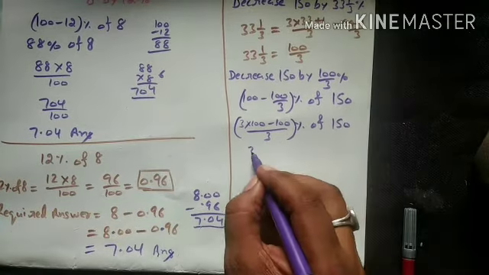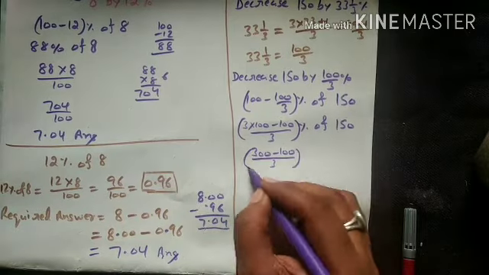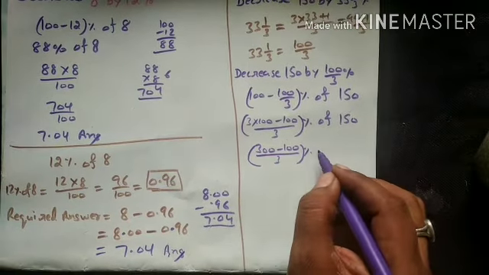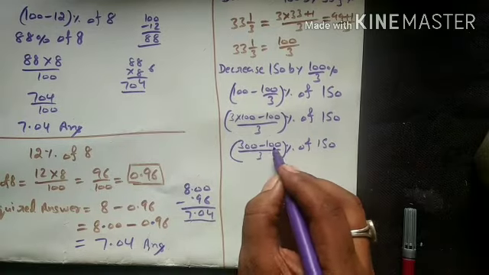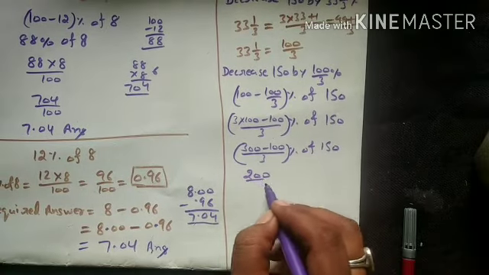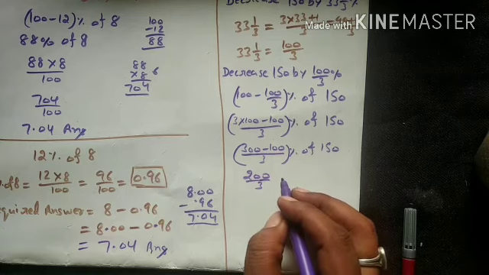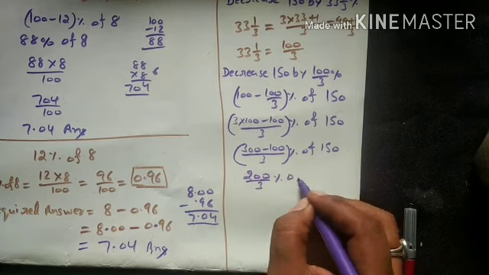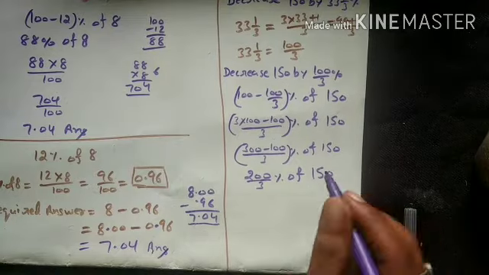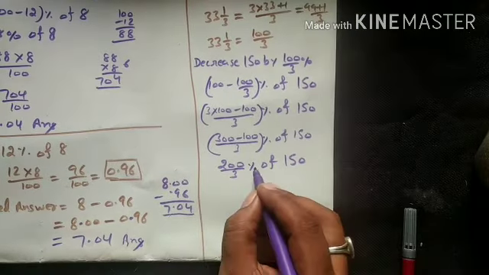Now 300 minus 100 over 3% of 150. Now 300 minus 100, that is 200 over 3 percent of rupees 150. Okay, now what is the meaning of this?